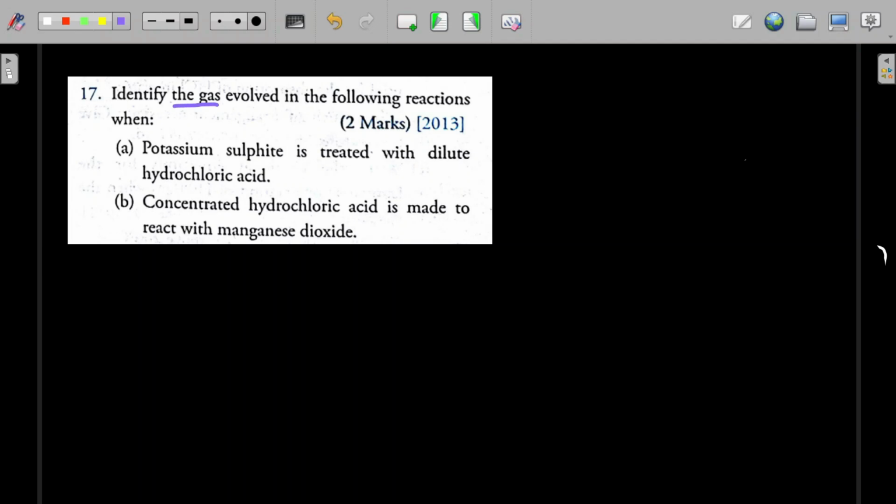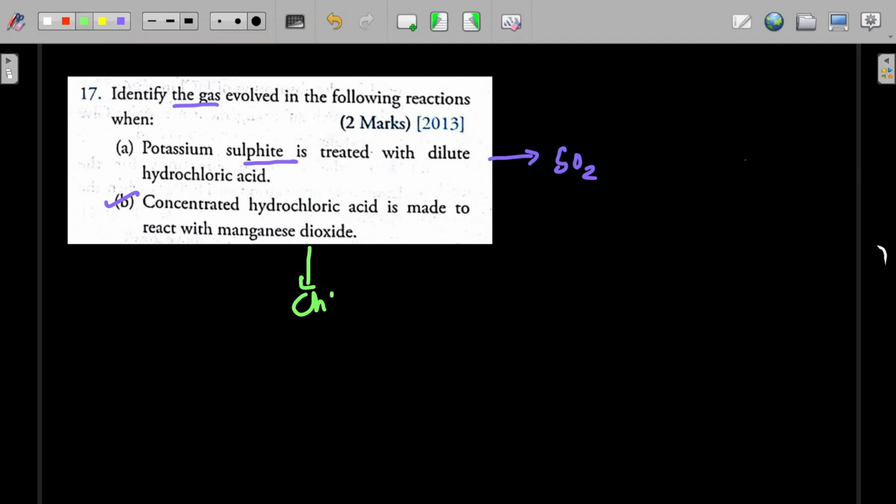Same kind of question, identify the gas. Sulfite, if it is there, acid is there, SO2. This one, this one, who knows the answer? Raise your hand. This one we learned in practical chemistry also. Yes, Rohani?